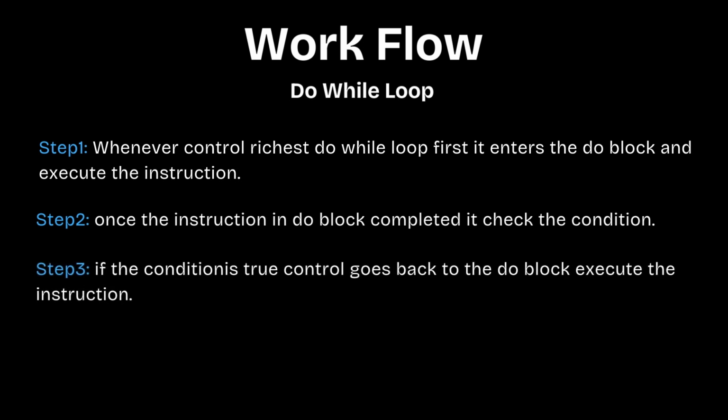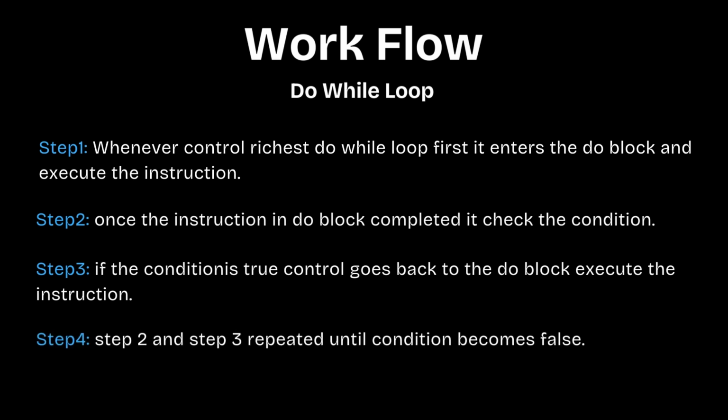Step 3. If the condition is true, control goes back to the do block and executes the instruction. Step 4. Step 2 and Step 3 are repeated until the condition becomes false. Let's take some examples of do while loop.